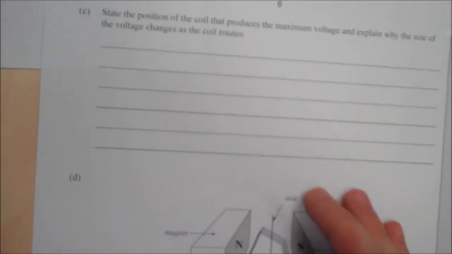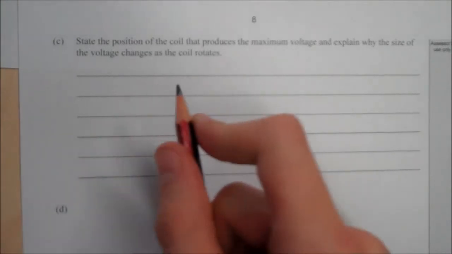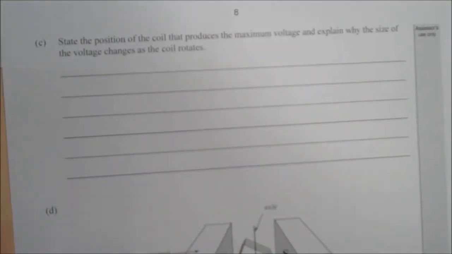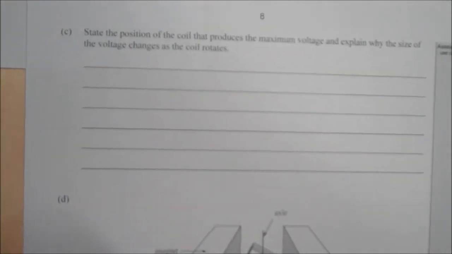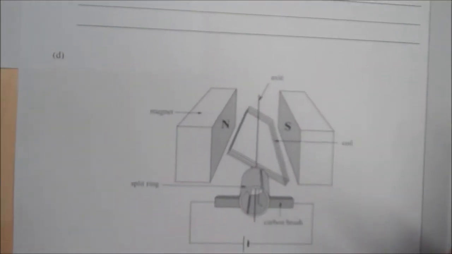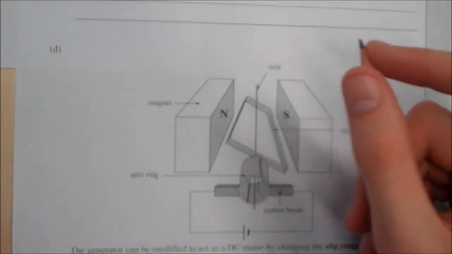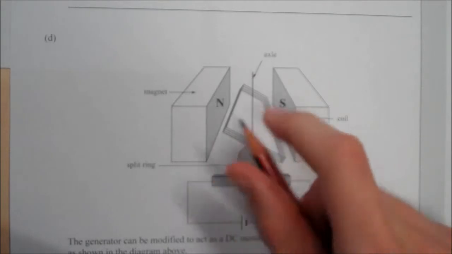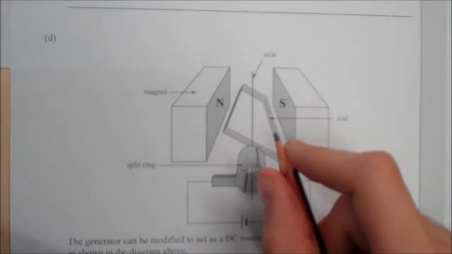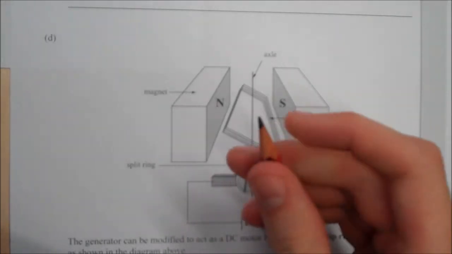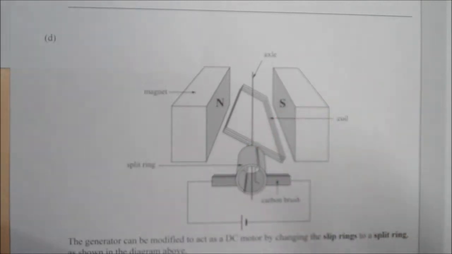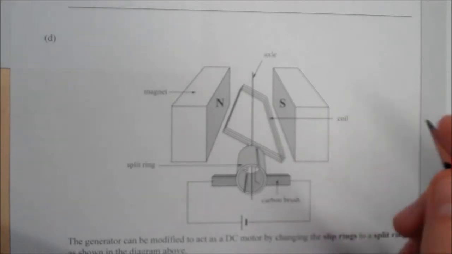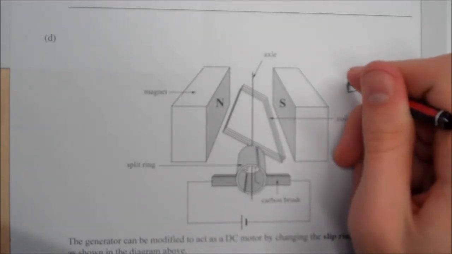Okay. Part C, state the position of the coil that produces the maximum voltage and explain why the size of the voltage changes as the coil rotates. So, I'll use this diagram here because it's basically the same. This is going to be rotating, so we need to find what position the coil needs to be in that produces the maximum voltage. And that's going to be when the coil is perpendicular to the magnetic field, like a right angle.